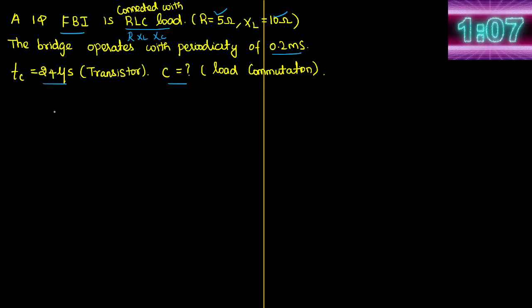See, first of all, let me take this resistor R, inductor, and then capacitor C. We know this can be written as minus j upon omega C, this can be written as j times omega L, and this can be written as R. This is the condition. Load commutation means our circuit will be in under commutation basically.